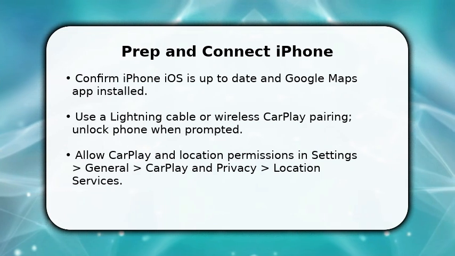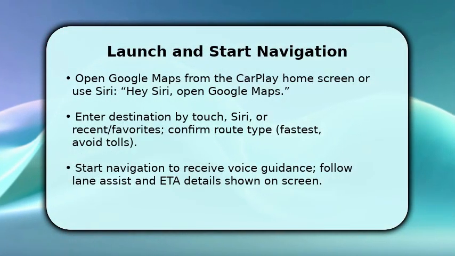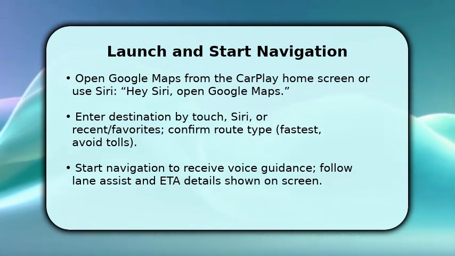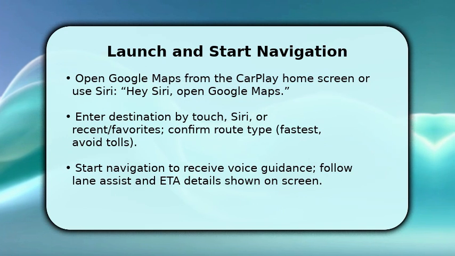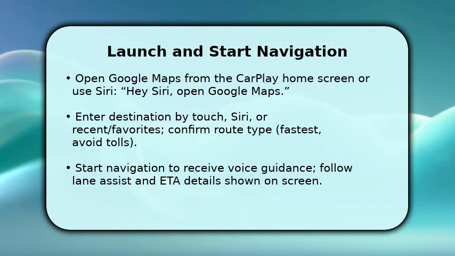With Google Maps visible on CarPlay, enter your destination using touch or say it to Siri for hands-free entry, because voice keeps you safer. Then choose your preferred route and toggle options like avoid tolls or highways so the system matches your needs. These settings affect ETA and traffic-aware rerouting.